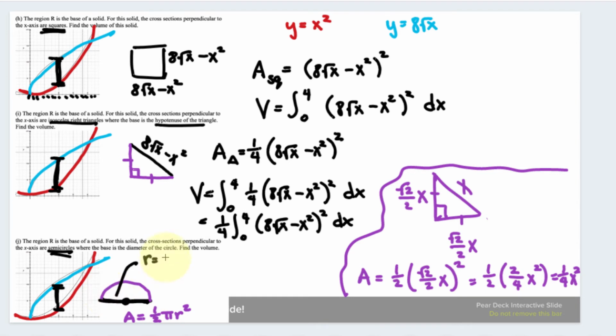Our radius is half of the diameter, 8 root x minus x squared all over 2. So our area is 1/2 pi, so I'm just going to do pi over 2 r squared.